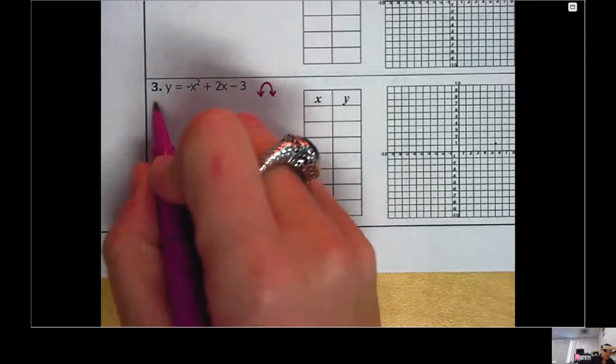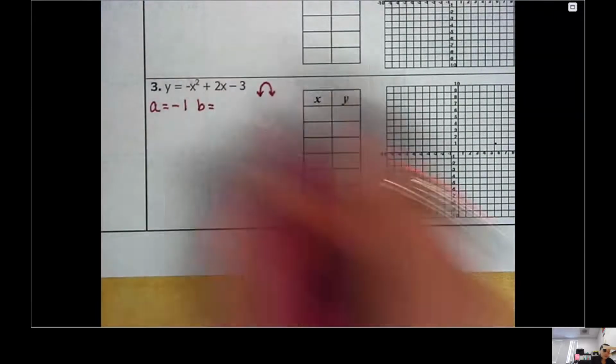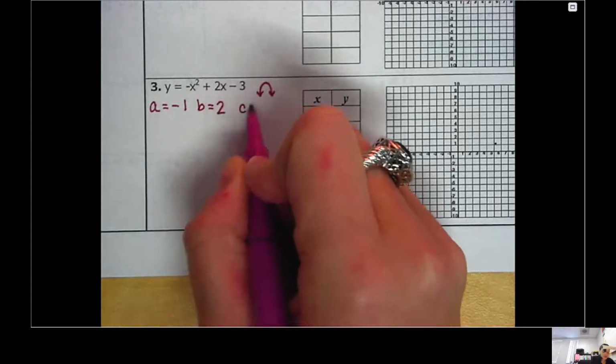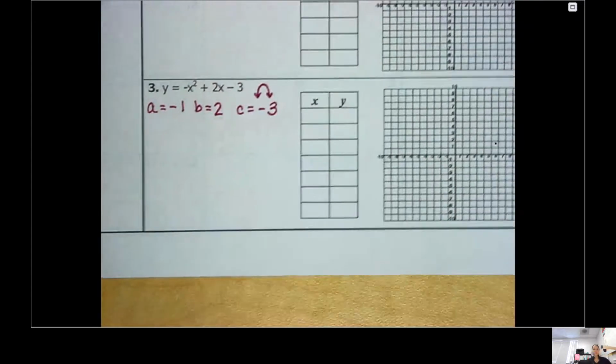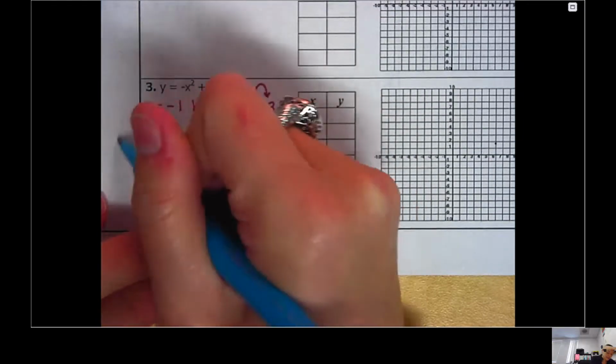What's your A value? -1. What's your B value? 2. What's your C value? Good. We'll worry about that tomorrow. Okay, A, B, C values. What should I do now? -b over 2a. Good. The axis of symmetry.